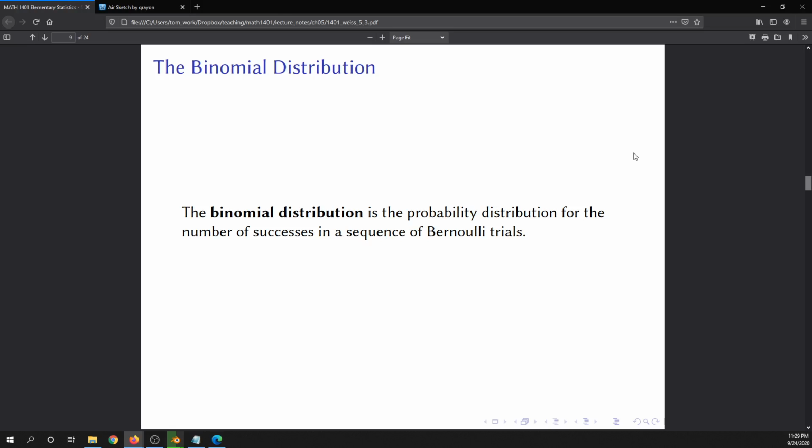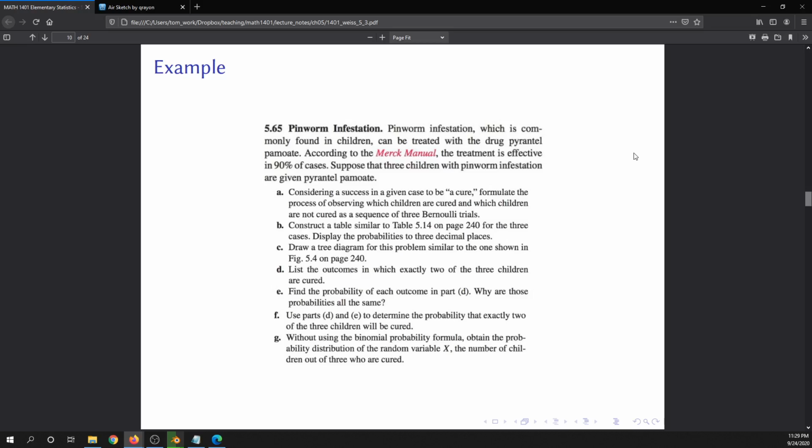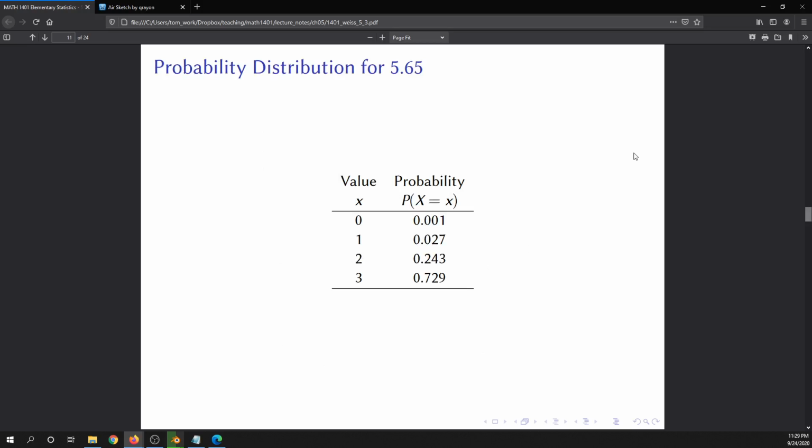So if you had 10 trials, you could have 0 successes, 1 success, 2 successes, all the way out to 10 successes. And then you would have the probability for each of those listed out. So that's what the binomial distribution is. And let's see, we're going to cut past this one.